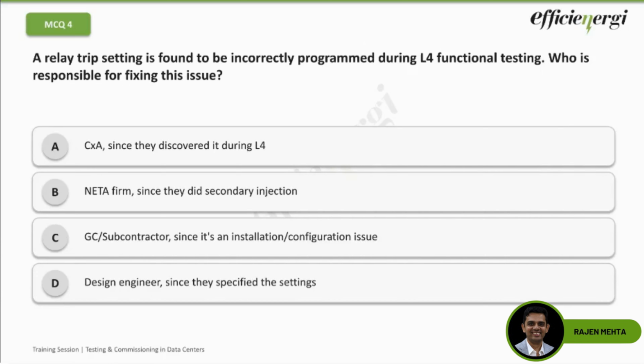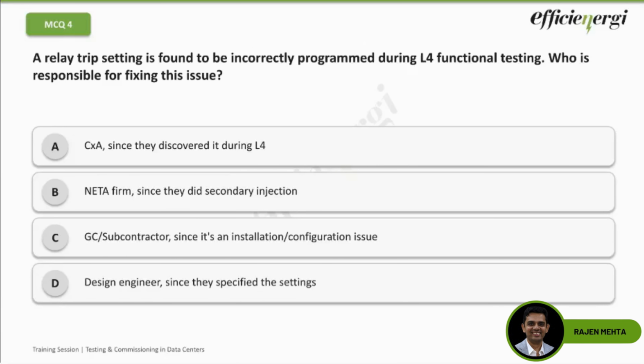Trip setting incorrect मिला L4 के time पे. नेता जो टेस्टिंग एजेंसी है उसने टेस्ट किया सेकेंडरी इंजेक्शन, is they responsible? CXL is discover के, are they responsible? Is the GC responsible because it's an installation configuration issue? और the design engineer को क्यों, उन्होंने सेटिंग सी स्पेसिफाई उसने की थी, तो it is their responsibility. Who is responsible?